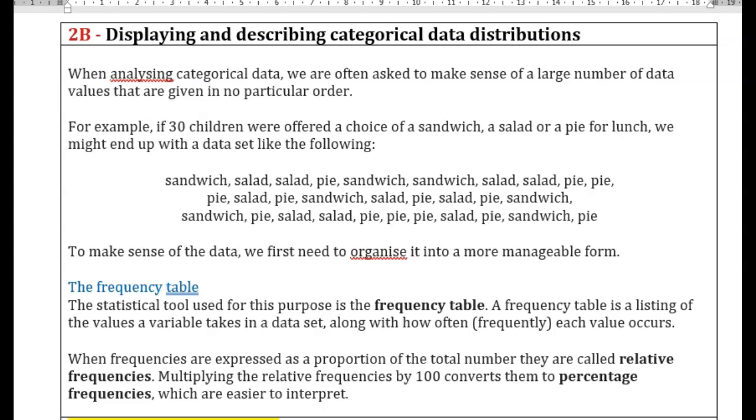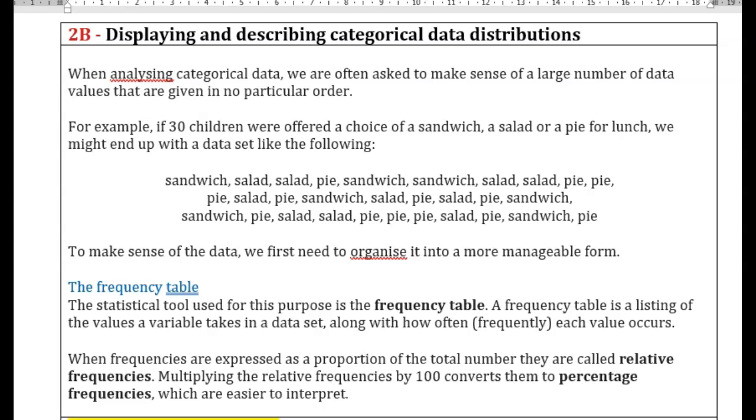This is the second video for chapter 2. So we're looking at displaying and describing categorical data distributions. In the previous video, we looked at types of data, of which categorical data is one type and numerical data is another type. Remember, categorical data can be either nominal, meaning it's given a name, or ordinal, which means it can be put in some sort of order.